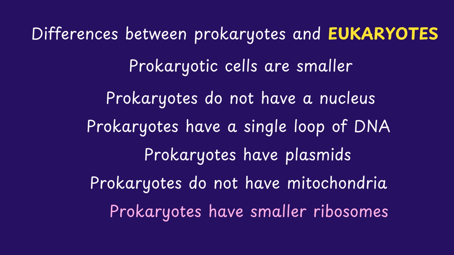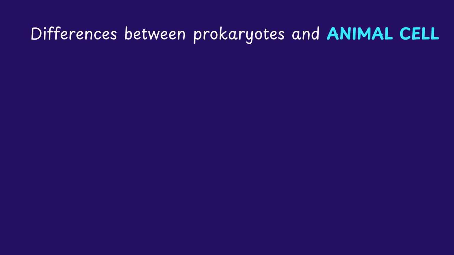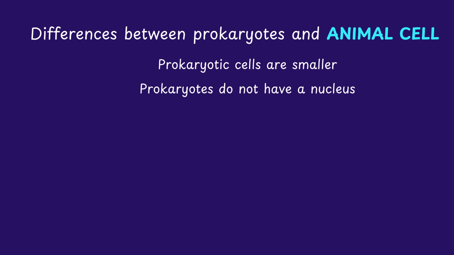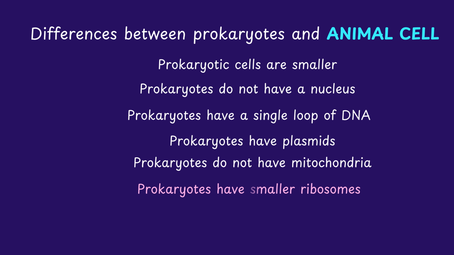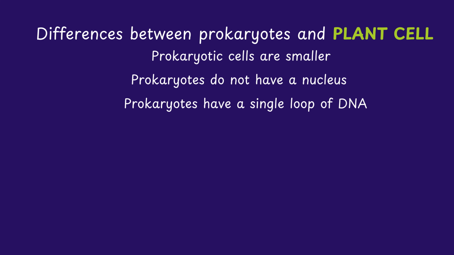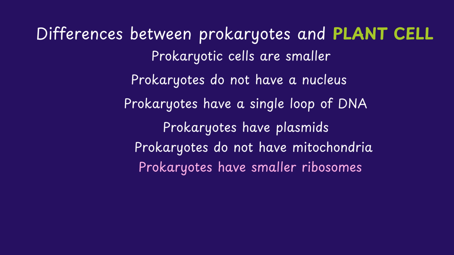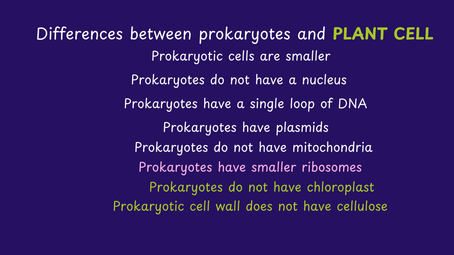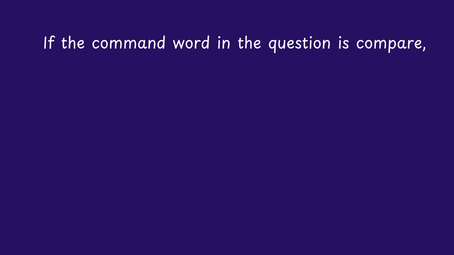All right, next one. Students, if the question is about differences between prokaryotes and animal cell, you can go back to write everything that we had on the previous slide. If you're asked differences between prokaryotes and plant cell, you can go ahead and write the same things that we had for animal cell, but then you could add these 2 extra bits. Prokaryotes do not have chloroplast, and prokaryotic cell wall does not have cellulose.